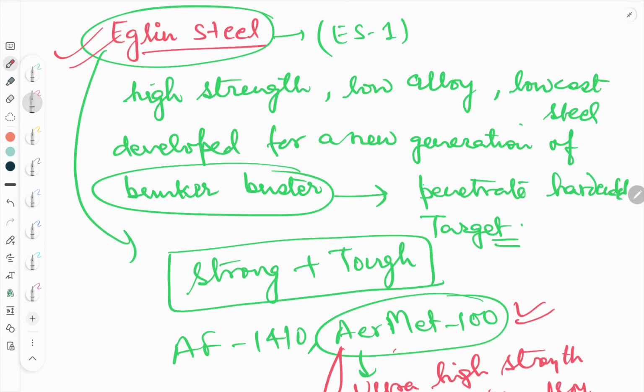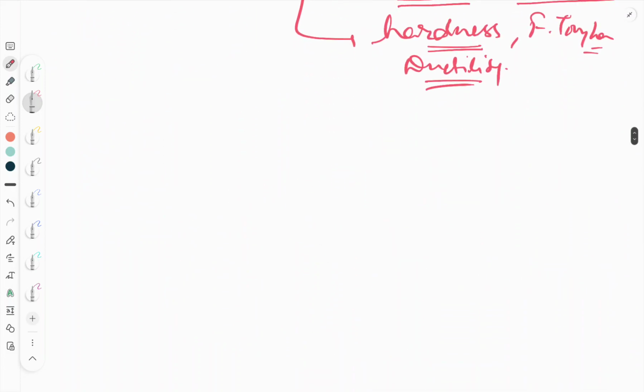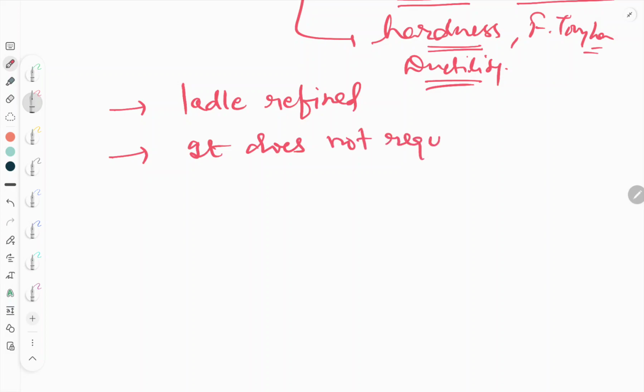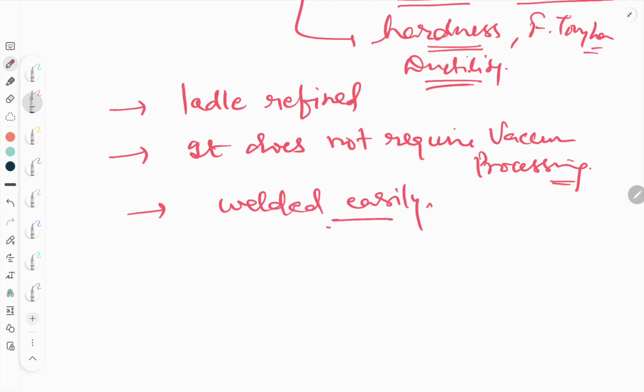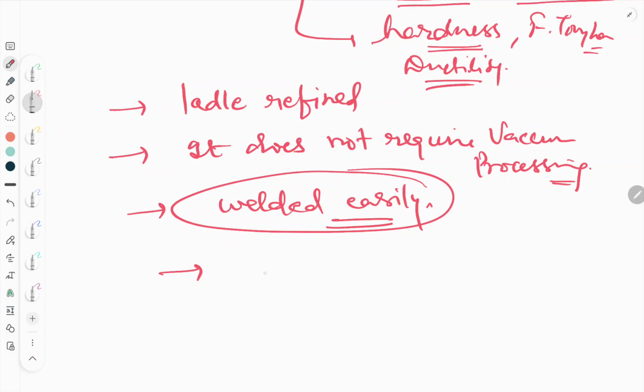Now I will talk about the material. It can be less expensive because it can be ladle refined. This Eglin steel is ladle refined, and as such it does not require vacuum processing, so it is not very costly, unlike some other high performance alloys. Eglin steel can also be welded very easily, broadening the range of its application. It uses roughly half as much nickel as other super alloys, and substitutes silicon to help with the toughness.